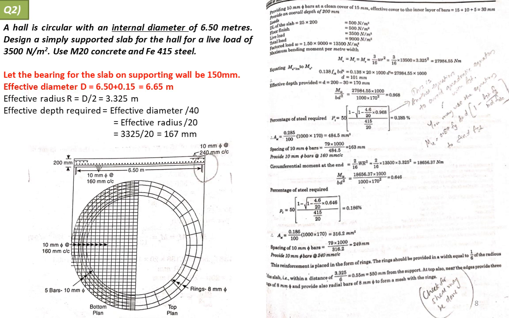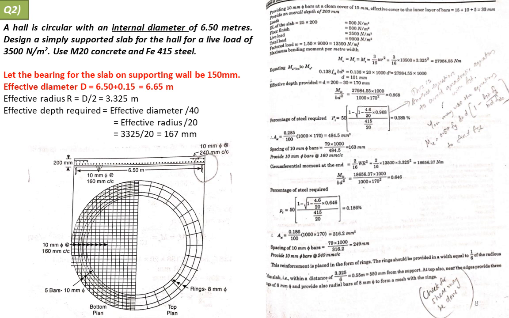So effective diameter will be 6.5 plus half the width of support on two sides. So 6.50 plus 0.15 by 2 plus 0.15 by 2. So effectively it is 6.5 plus 0.15, that is 6.65 meters. So this is the diameter. Now what is the radius? It is 3.325, half of this. And what is the effective depth required? We are assuming a thickness of one by 20th of the radius, which is equal to 167 mm, and we have to proceed with it.